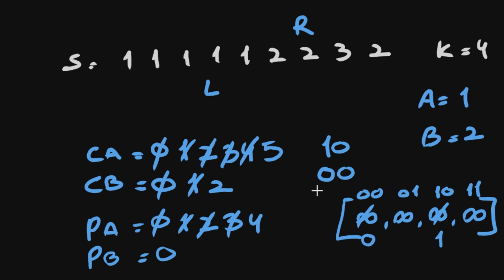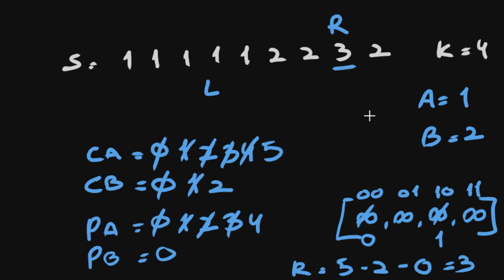So we check if the map at this index is different from infinity, which in this case it is, it's 0. And now we can update the result with the minimum of what we have in the result and CA minus CB, which is 5 minus 2, minus this value. So 5 minus 2 minus 0 is 3. So the result is currently 3.